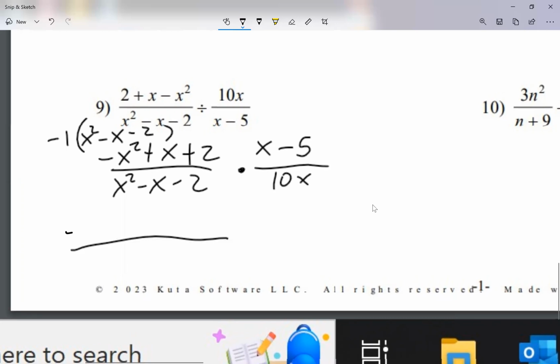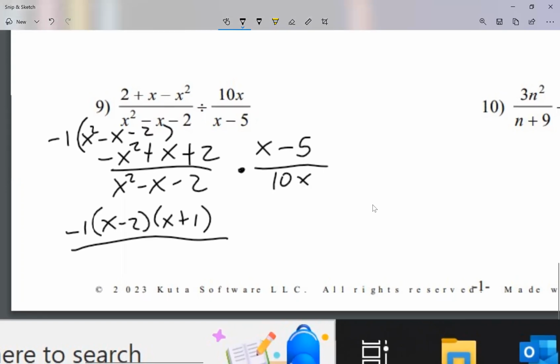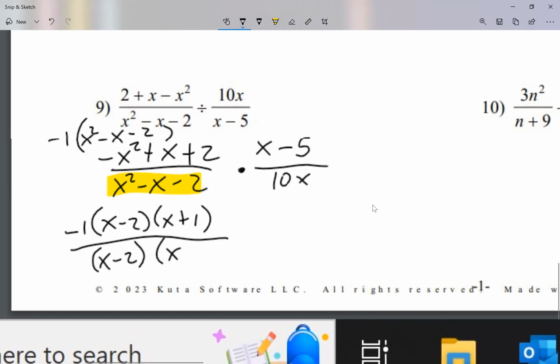Okay, so I have a -1 on the front. Now x squared minus x minus 2. Again, we learned how to factor yesterday. So that is x minus 2, x plus 1. Remember, I was looking at two numbers that multiplied equals -2, but when I add them is equal to -1, so that's fine. Now the bottom of the fraction, I'm looking at this, x squared minus x minus 2. Two numbers that multiplied equals -2, added equals -1. So I'm going to have x minus 2, x plus 1.